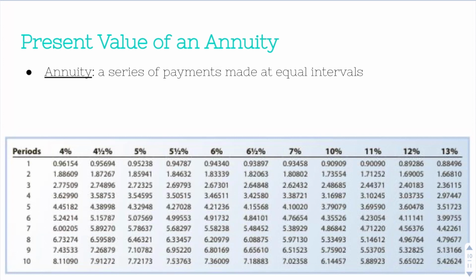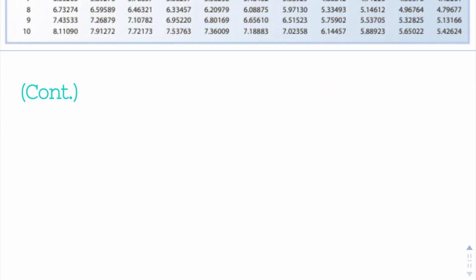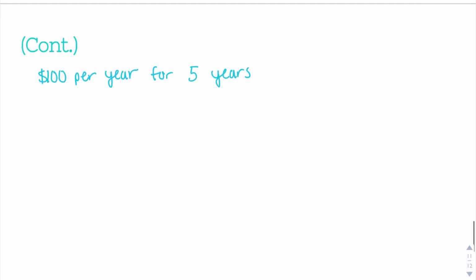So we are going to do the following example. We are receiving $100 per year for 5 years at 5% interest.